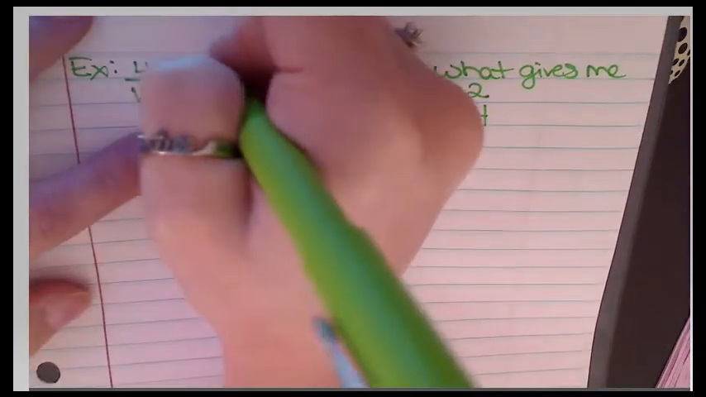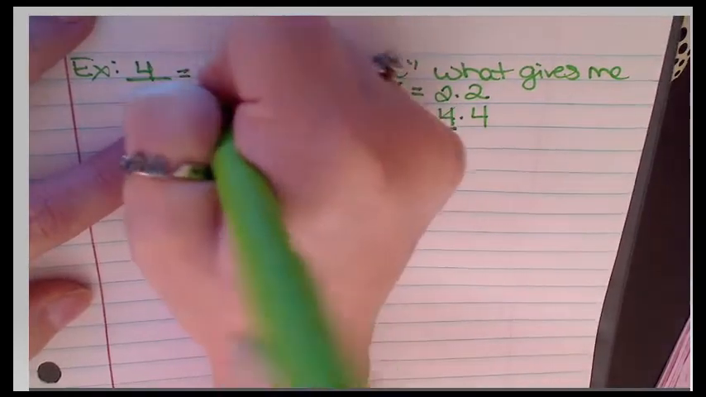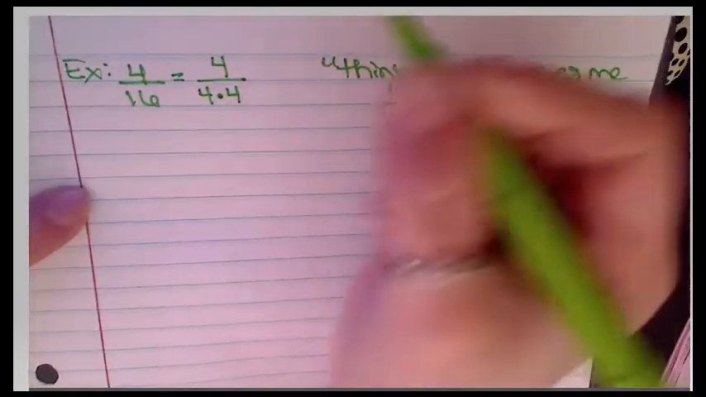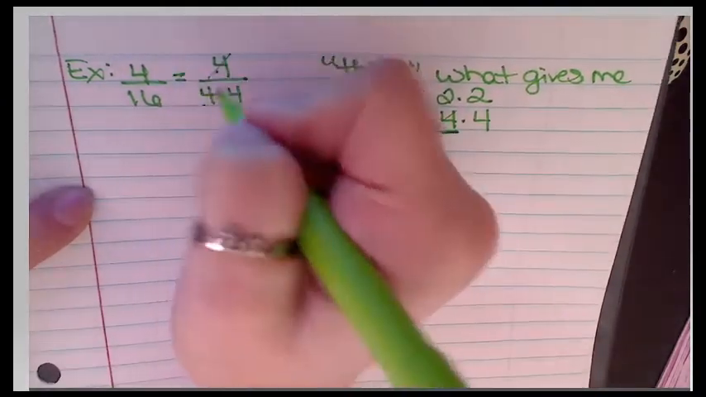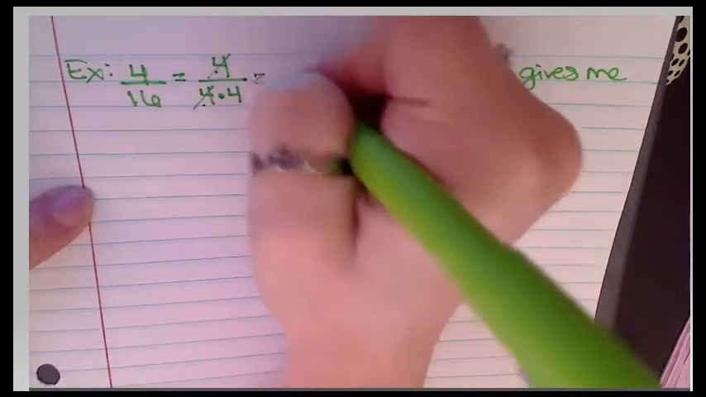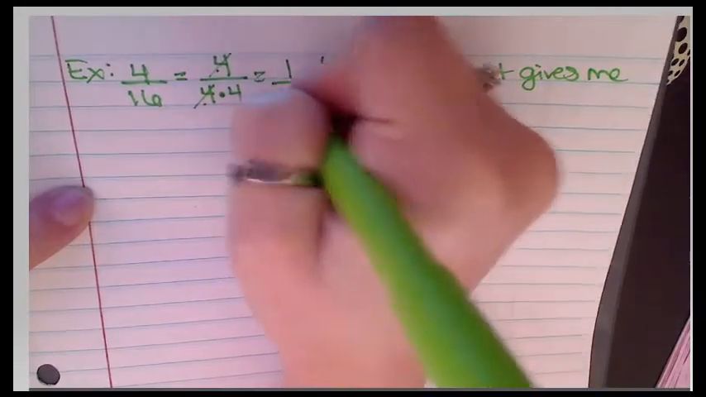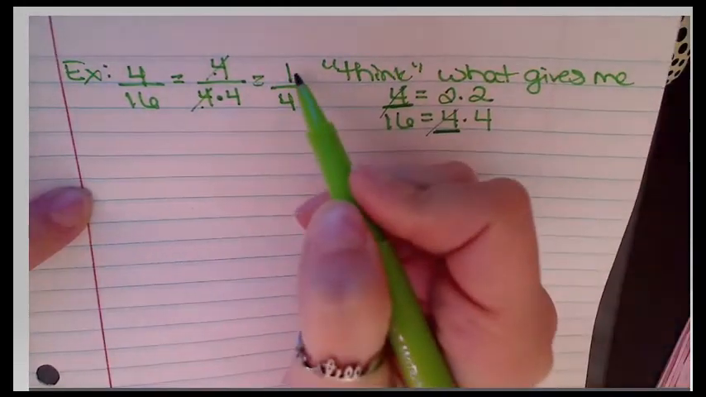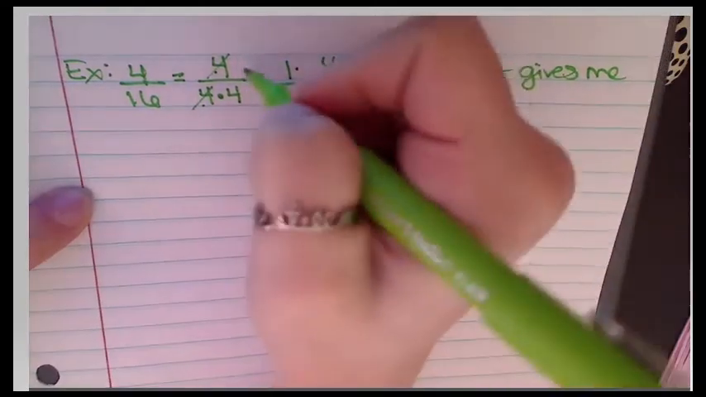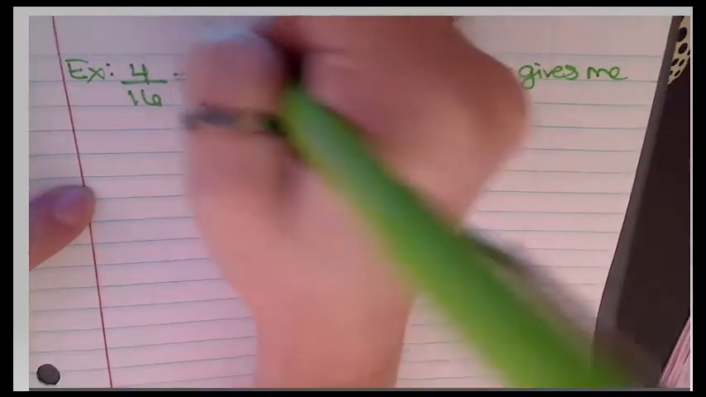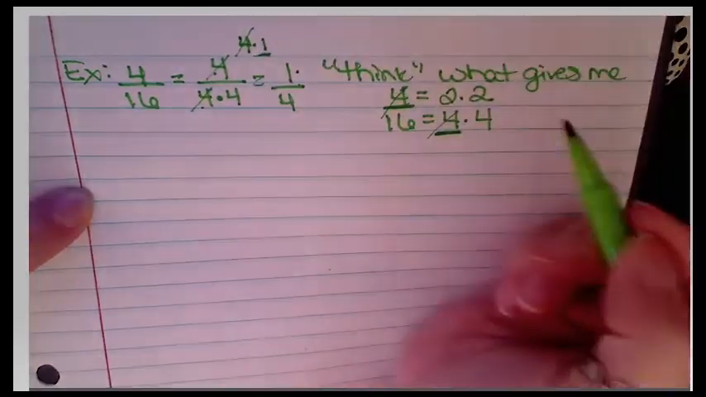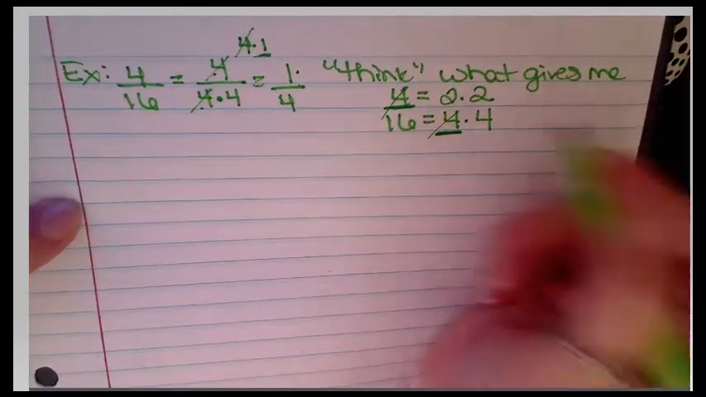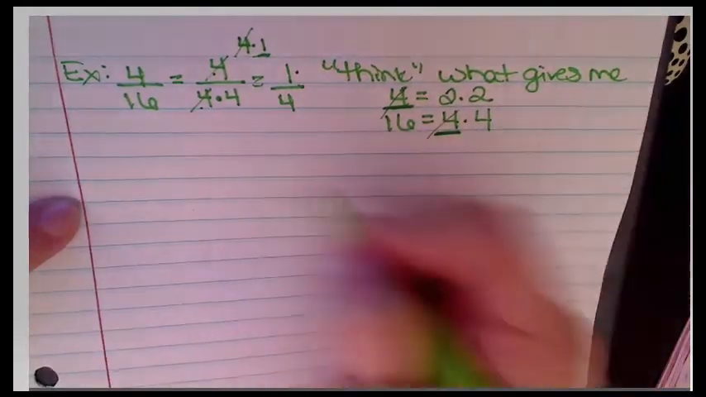What I mean by that is if you realized early on, by just looking at the bottom, that we have 4 times 4 on the bottom, then we already have a 4 and a 4 in common, which means we could cancel those out, which would leave us with a 1 on top and a 4 on bottom. It's important to remember that there's a 1 on top because 4 is the same thing as 4 times 1. So if we cancel out that 4, we're going to be left with that 1.